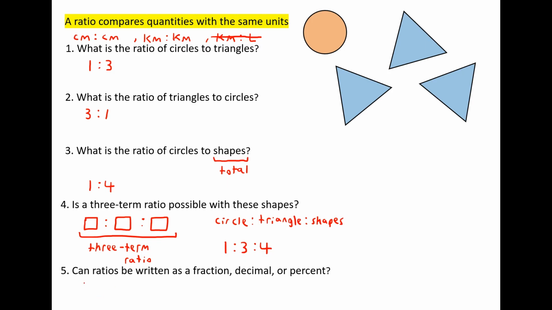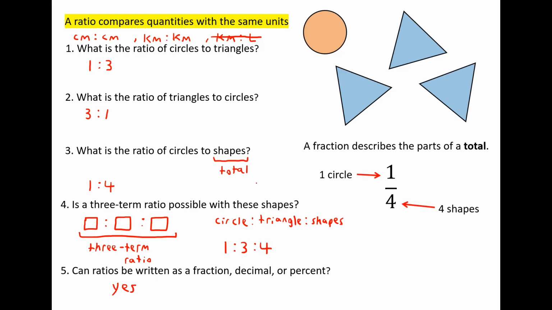Now question 5, can ratios be written as fractions, decimals, or percents? And the answer simply is going to be yes. And I'll show you through an example. So a fraction describes the parts of a total. So basically for parts of a total, let's say I want to describe circles to the total number of shapes. I would have 1 over 4, where 1 represents 1 circle and 4 represents 4 shapes. So that's an example of a ratio being written as a fraction.